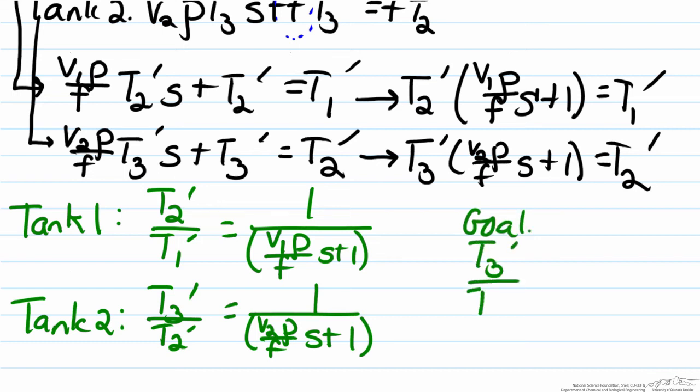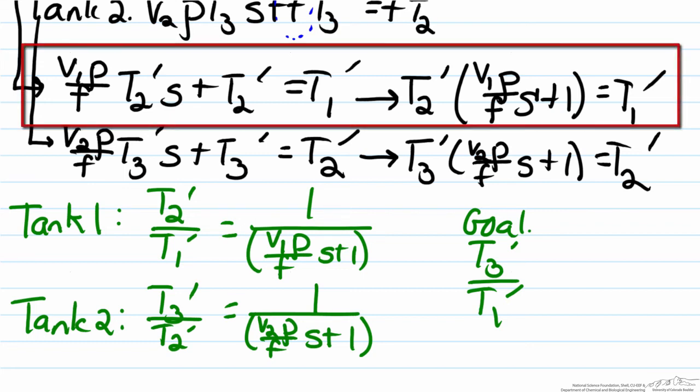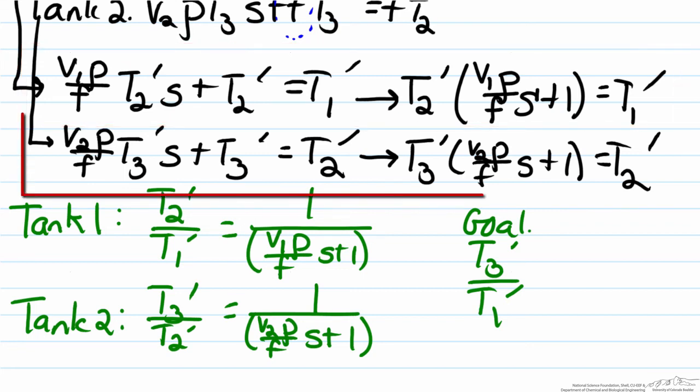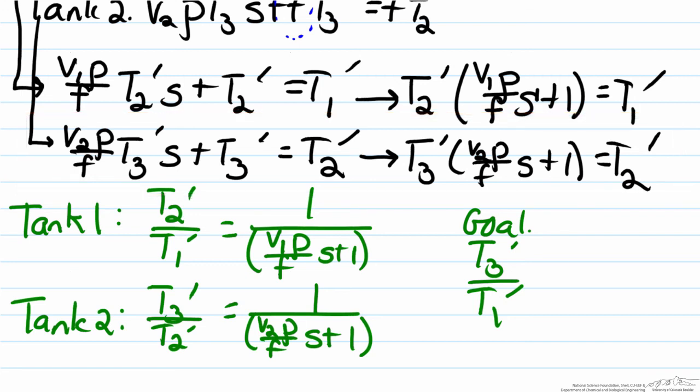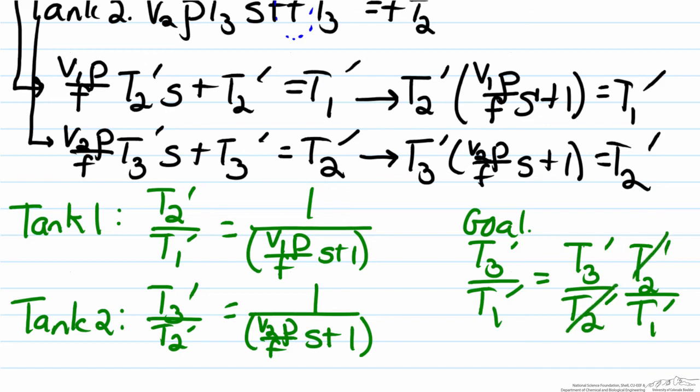over T1 prime. And there are two ways that we can do this. One way we could have done it was substituted in T2 prime from this first equation and substituted it into the second equation. Another way we can do this is also recognize the fact that T3 prime over T1 prime is just going to be equivalent to doing T3 prime divided by T2 prime multiplied by T2 prime over T1 prime, with the T2 primes canceling out. Either way will get you to the same place.